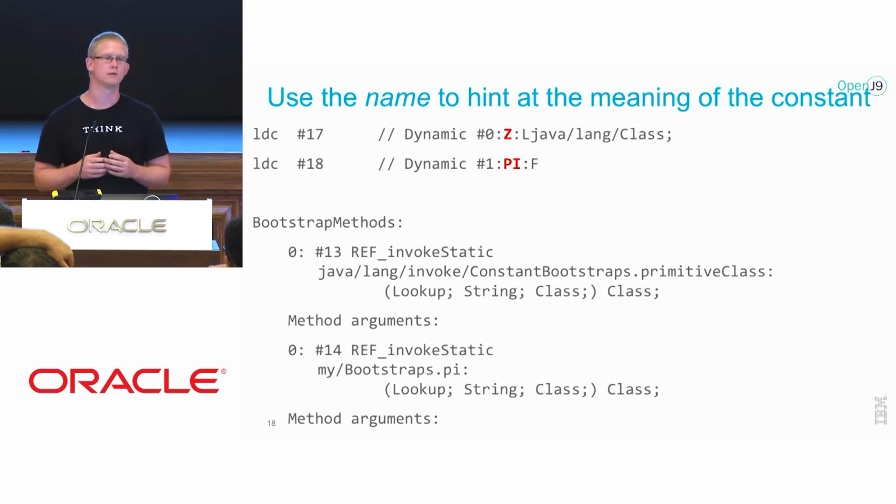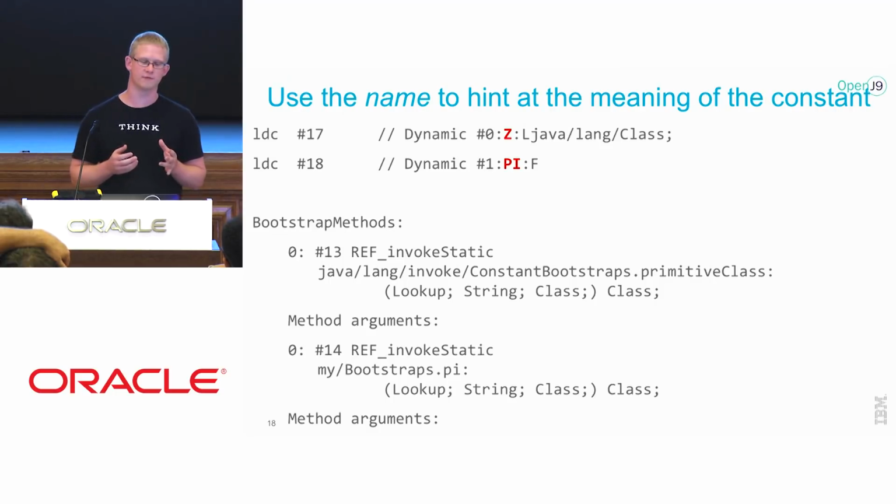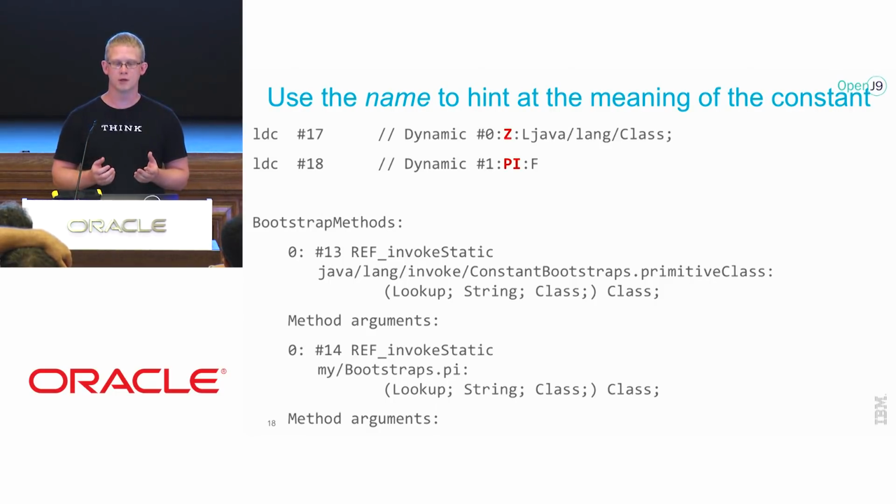So the other piece of guidance we give is if you're going to use Condi, you have a number of arguments that you get passed. It's the standard metadata, right? There's the lookup argument, there's a name, and then there's a class that describes your constant. That name, it's perfectly valid to use it as an argument to describe what you want. That's what the top LDC does here. It says, hey, look, I want Z, or in this case, the Boolean primitive class. And that's what the top bootstrap does.